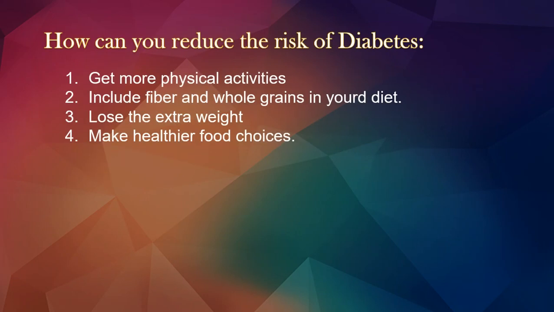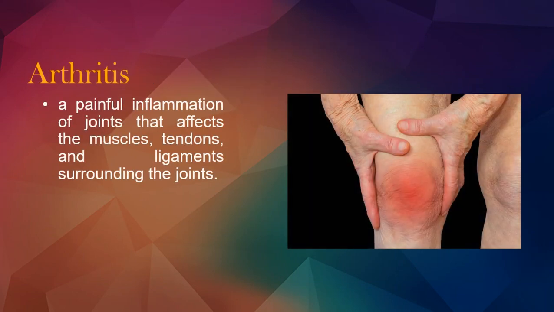Okay? So, how can you reduce the risk of diabetes? Number one, get more physical activities. You exercise daily. Include fiber and whole grains in your diet. Lose the extra weight. Make healthier food choices. Very common lang naman yung mga ways. Pero hindi lang natin na-follow.